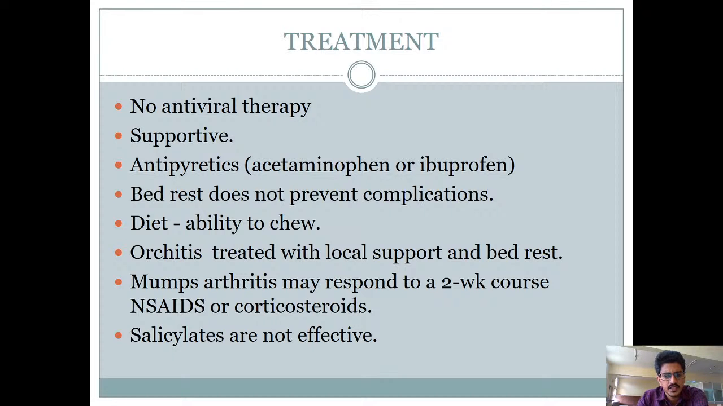Mumps arthritis may respond to a 2-week course of NSAIDs or corticosteroids. And remember that aspirin is not effective. Okay.